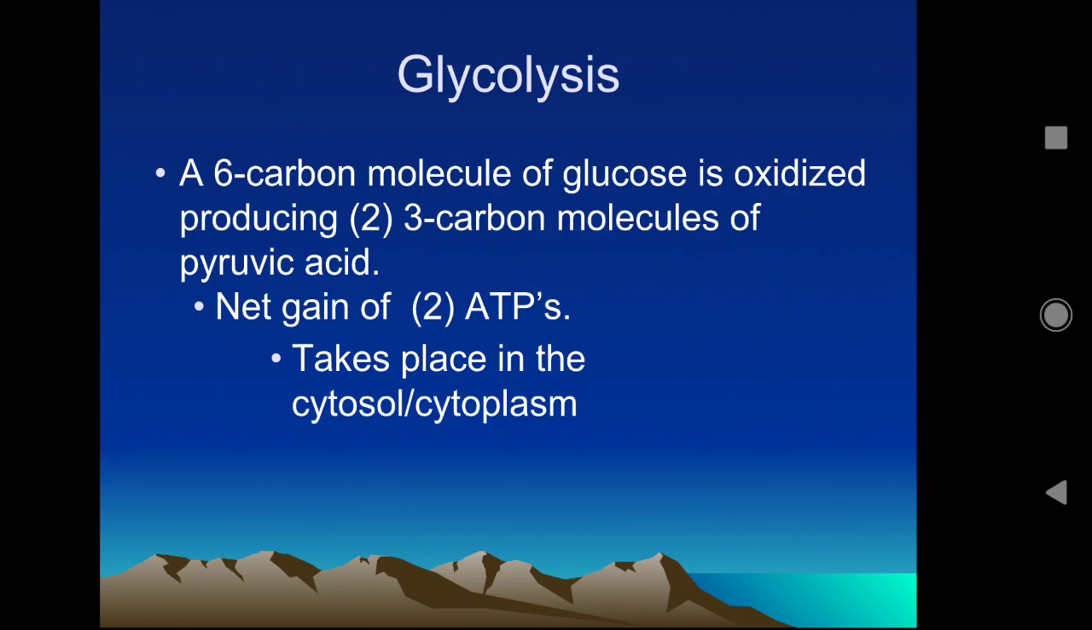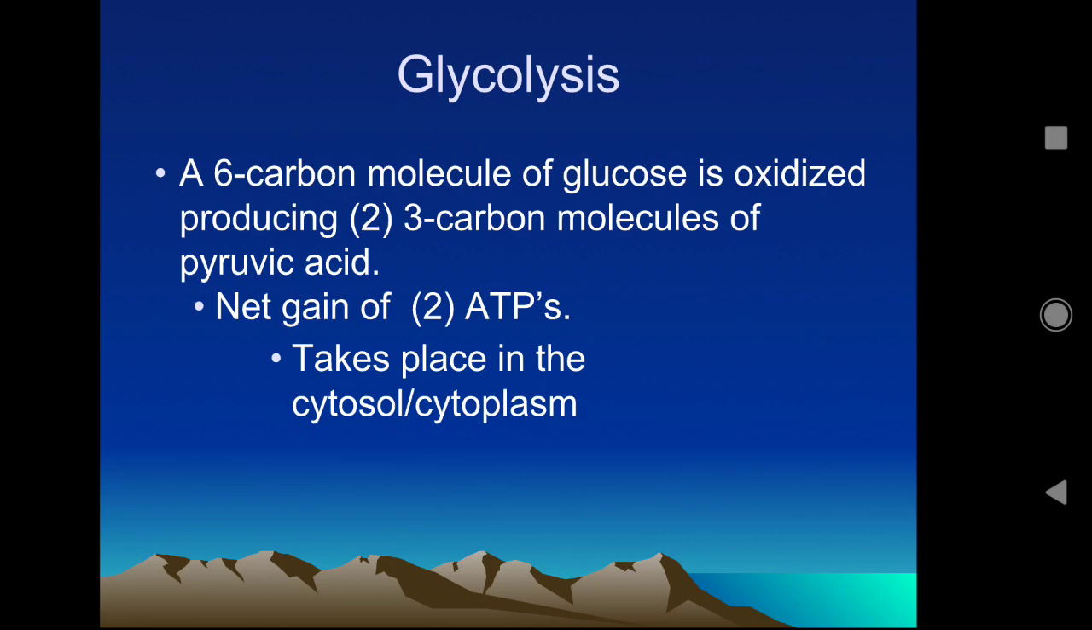All cells undergo glycolysis. So the starting molecule is glucose, containing 6 carbons, which becomes oxidized during glycolysis, producing 2 3-carbon molecules, which we'll refer to as either pyruvic acid or pyruvates. Now here's the thing you must understand. Glycolysis is technically anaerobic, does not require oxygen to take place. Therefore, this occurs in the cytoplasm or the cytosol of the cell.